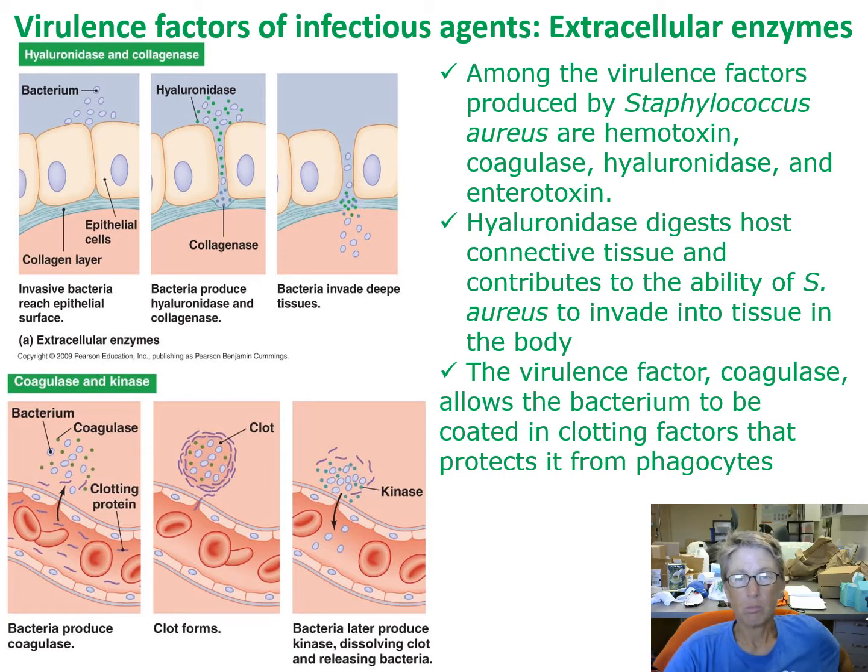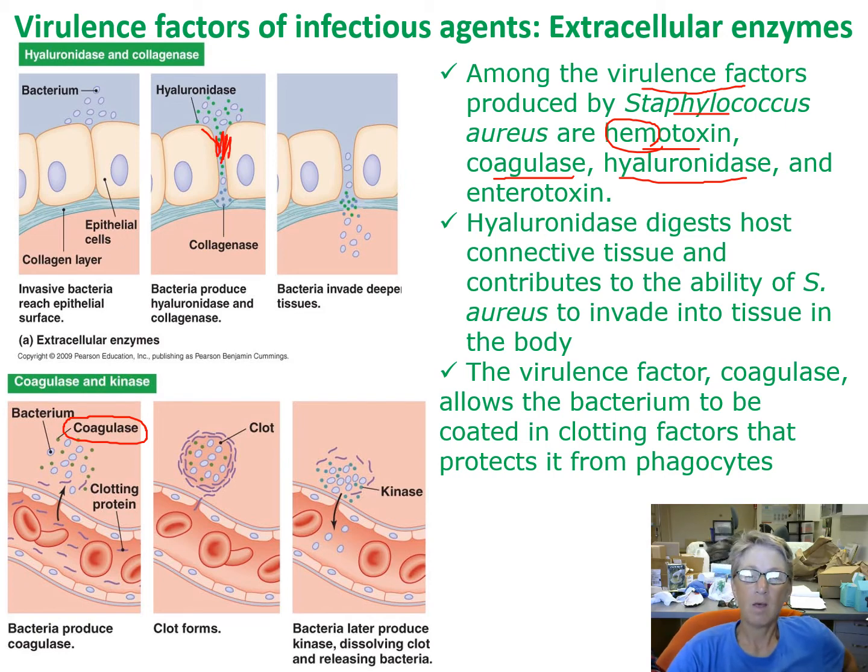So this is both of the cartoons put together, extracellular enzymes, and we'll talk about some examples. Among the virulence factors produced by Staphylococcus aureus, they have hemotoxin. So hemo is blood and a toxin is toxin. We talked about this one, coagulase from Staph aureus, allows them to hide inside a blood clot. Hyaluronidase breaks down hyaluronic acid, allows them to get between the cells to get into deeper tissue. And then Staphylococcus aureus also produces an enterotoxin. So anytime you see the word entero, that means your GI tract.